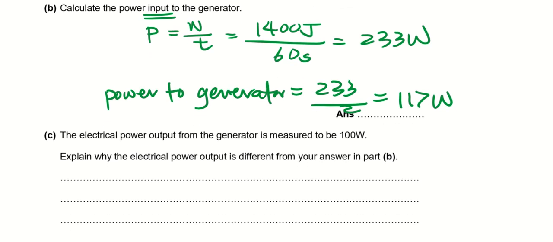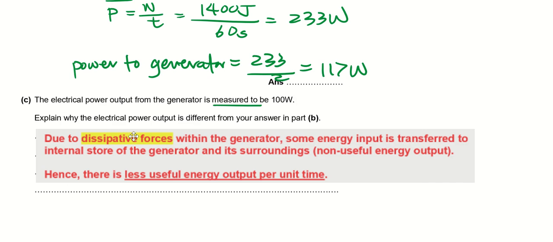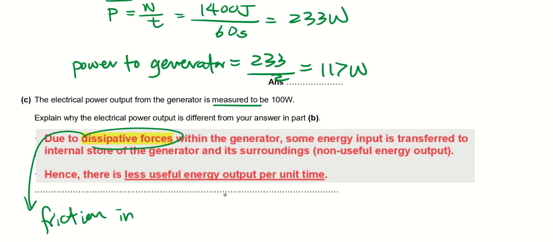Now, electrical power output from the generator is measured to be 100 watts. So this is what is being measured. Theoretically, it is 117. Okay, but however, when we measure it, it is only 100 watts. So it's actually less than what we have calculated. So explain why the electrical power output is different from your answer in part B. Let's see how we can answer. Okay, due to dissipative forces within the generator. So what are all these dissipative forces? There can be friction in the moving parts.